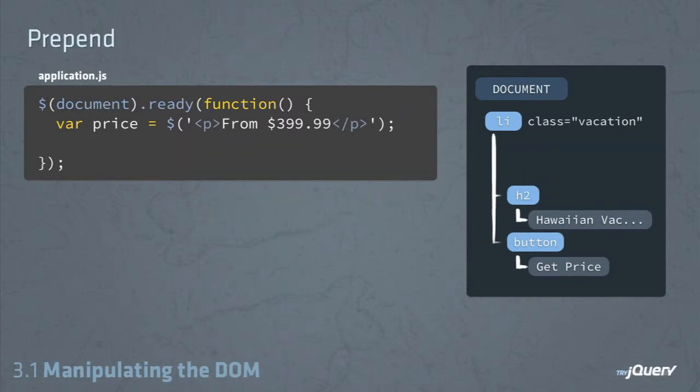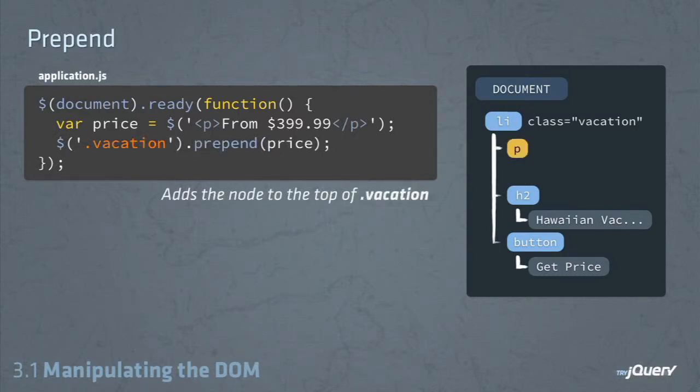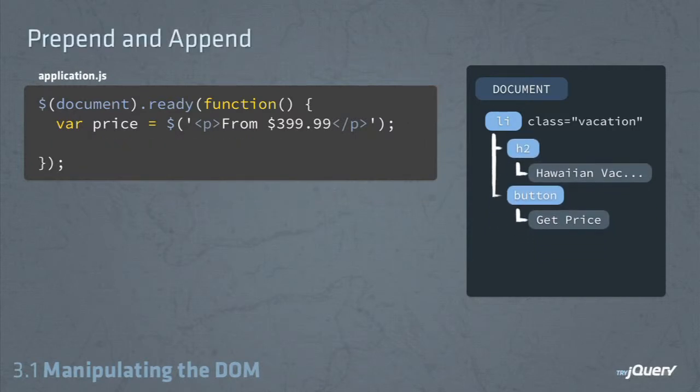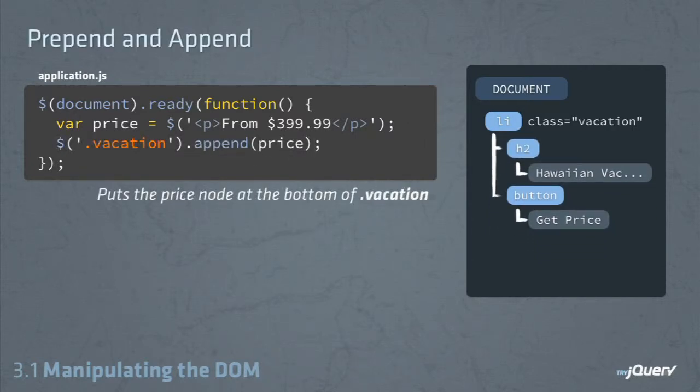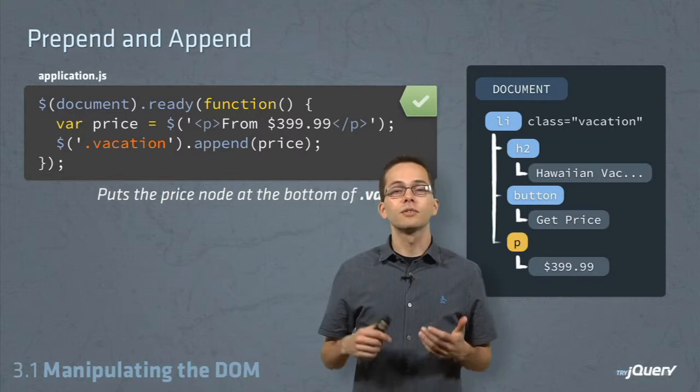We could try using the prepend method. In this case, the price node would be added as the first child of the li with class vacation. That's still not quite right. In this case, I think what we're looking for is append. Append is going to add that price node as the last child of our list item. Okay, so we're appending the price in the right location.